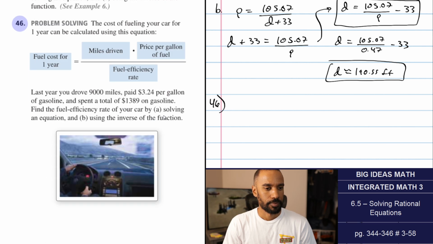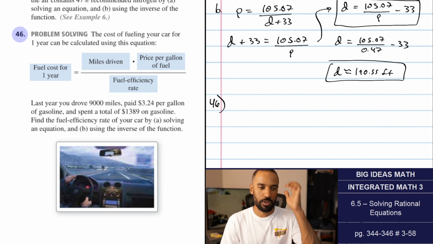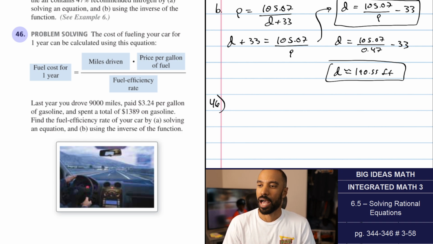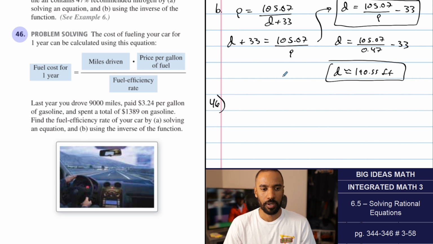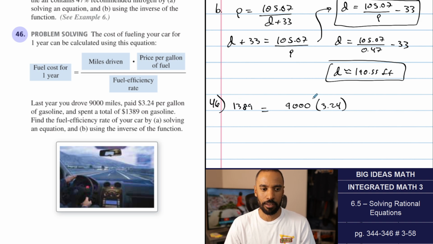Always trade-offs. Number 46. The cost of fueling your car for 1 year can be calculated using this equation. Fuel cost for 1 year equals miles driven times price per gallon of fuel divided by fuel efficiency rate. Okay. Last year, you drove 9,000 miles, paid $3.24 per gallon of gasoline, price per gallon, and spent a total of $13.89 on gasoline. Find the fuel efficiency rate of your car by solving an equation and using the inverse of the function.